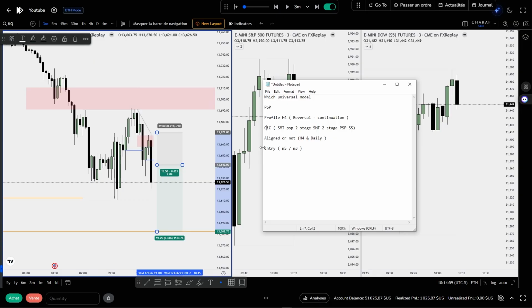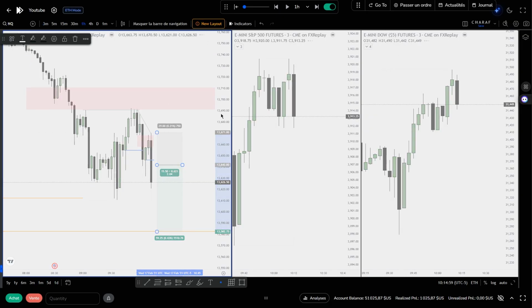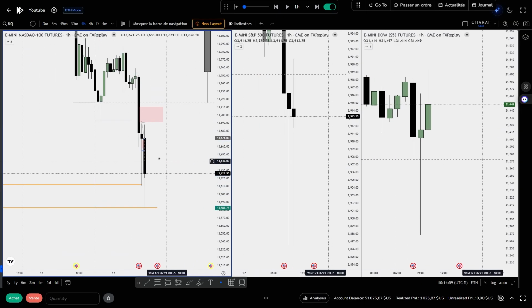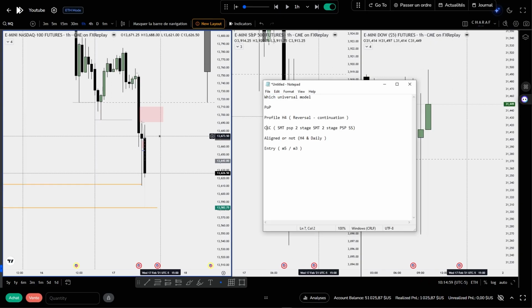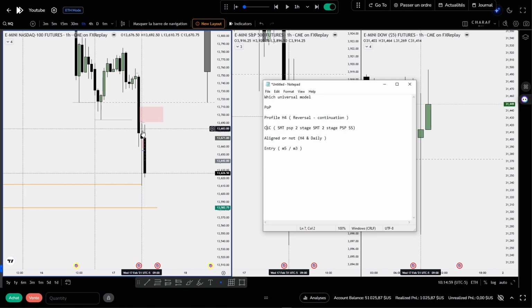We have one stage. Or based off the hourly, if you want to go with the hourly, what do we have? We do have a two stage. We have that PSP and then the two stage. So again, we have a two-stage Kraken correlation and aligned. Yep, we're aligned with the 4-hour. Previous 4-hour was a bearish expansion candle, so we're aligned.